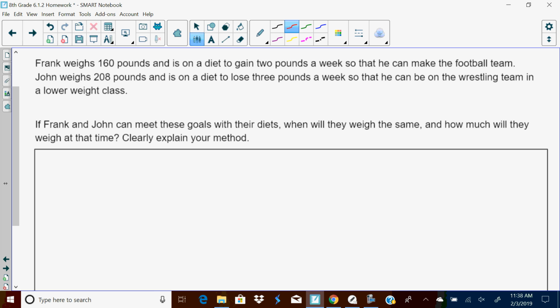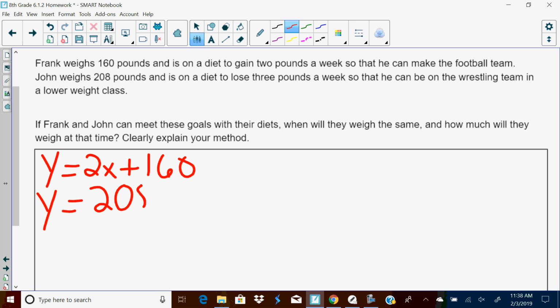Clearly explain your method. So one of the things we could have done is write an equation for each person. So y equals, Frank weighs 160 and he wants to gain 2 pounds. So he's 2x plus 160. John weighs 208 and wants to lose 3 pounds a week. So 208 minus 3x. And I started by making a table, and it turns out that they don't meet exactly.